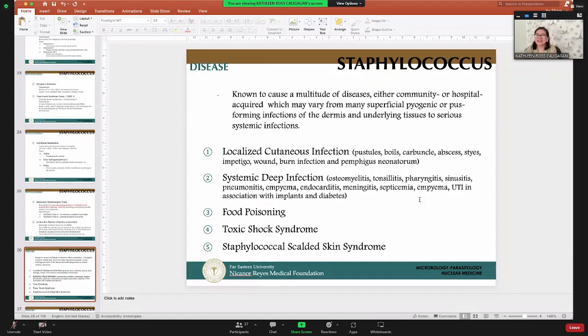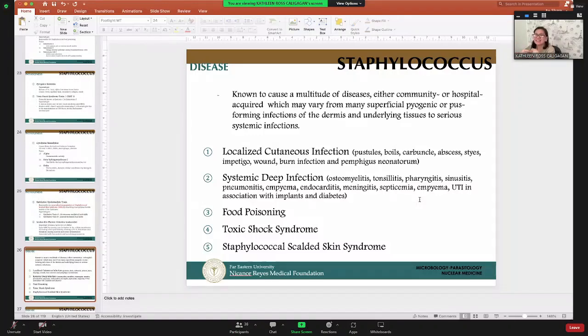These are the different manifestations of Staphylococcus aureus. It can cause a multitude of diseases, which may vary from a superficial pyogenic or pus-forming infection of the dermis and underlying tissue to serious systemic infection. We may classify them into five. The first is the localized cutaneous infection. These are your pustules, boils, carbuncles, abscess, impetigo, and so on.